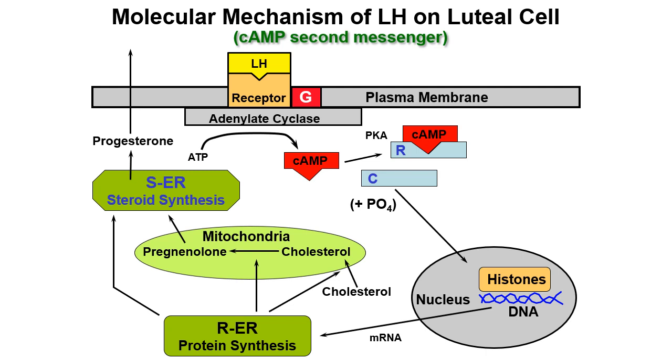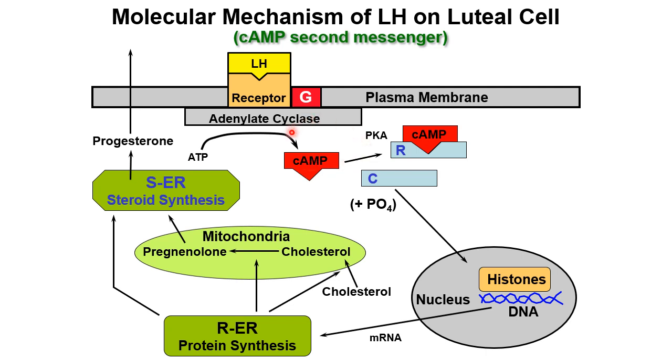What controls P4 production? This diagram shows the mechanism whereby the luteinizing hormone will act on the luteal cell of the CL. So in here, we have now the LH receptor that is located on the luteal cell. This receptor is a GPCR, or the G protein coupled receptor. The LH works by using the second messenger system, cyclic AMP, as shown in the diagram.